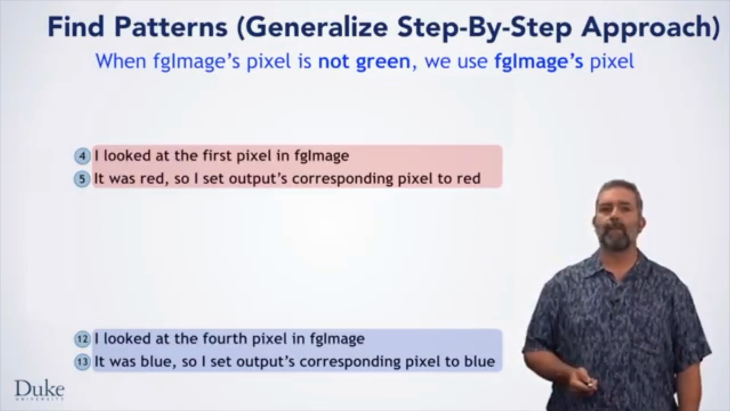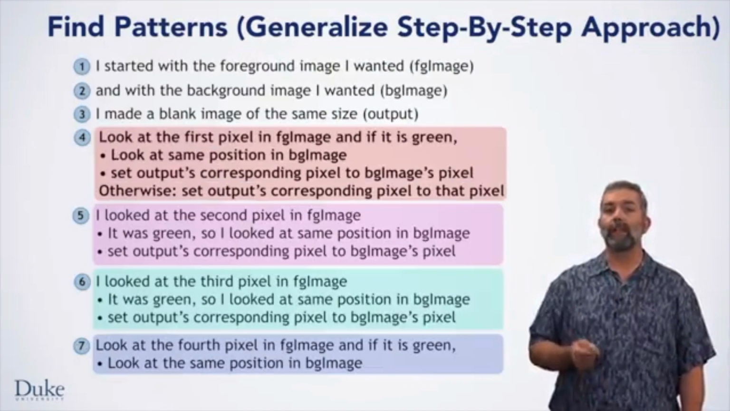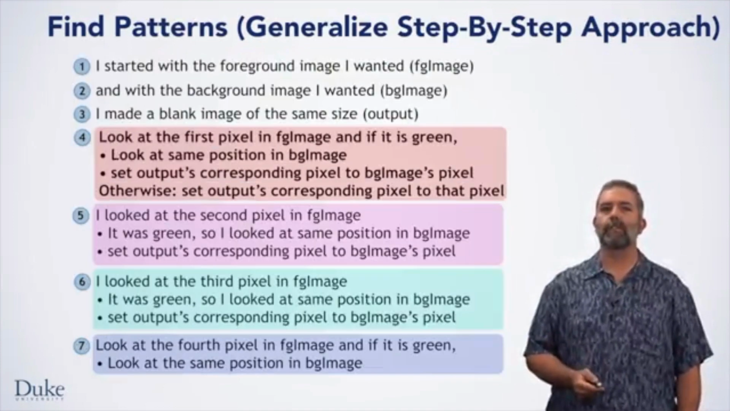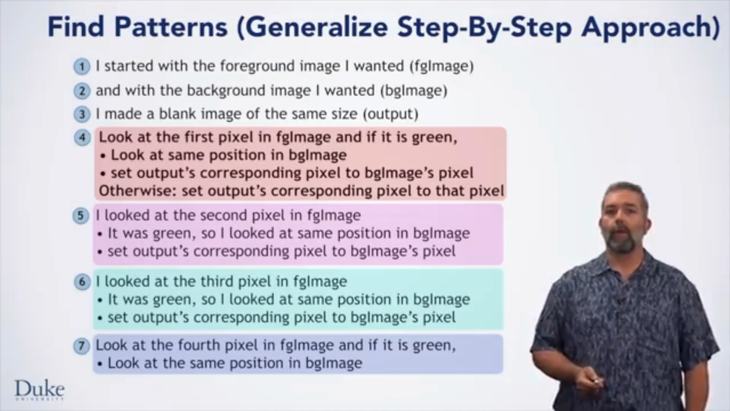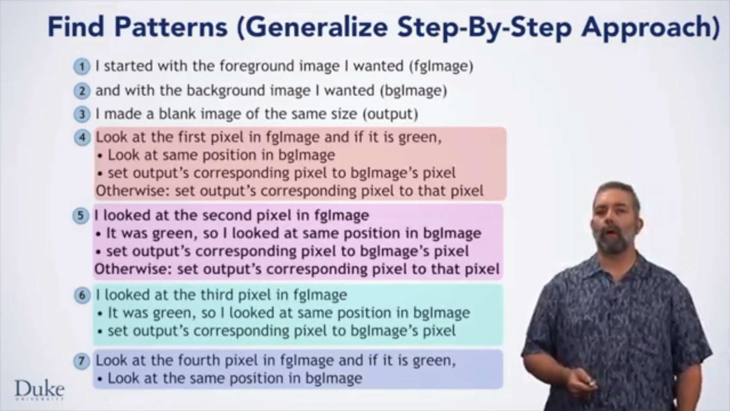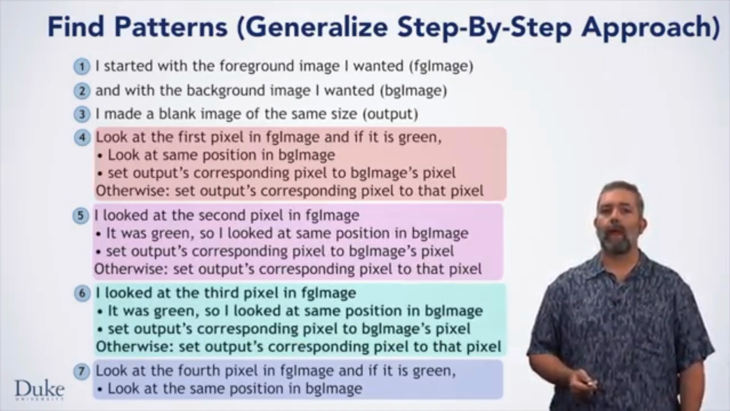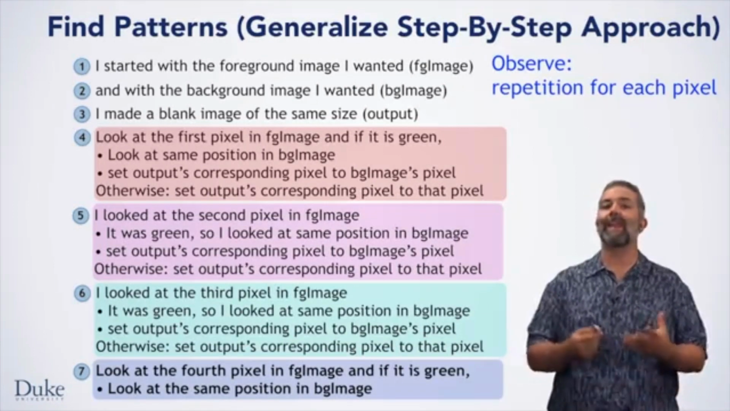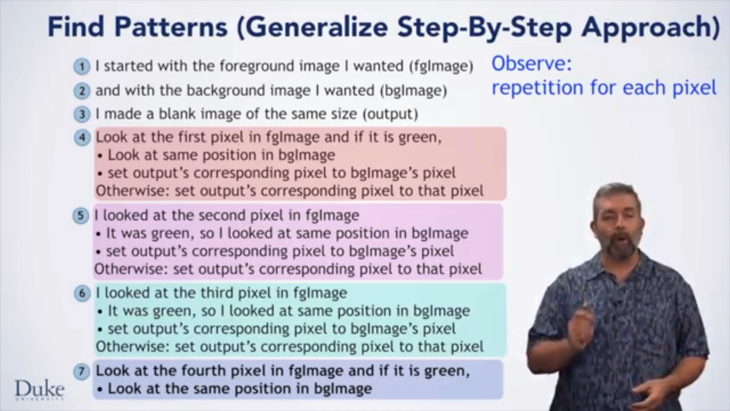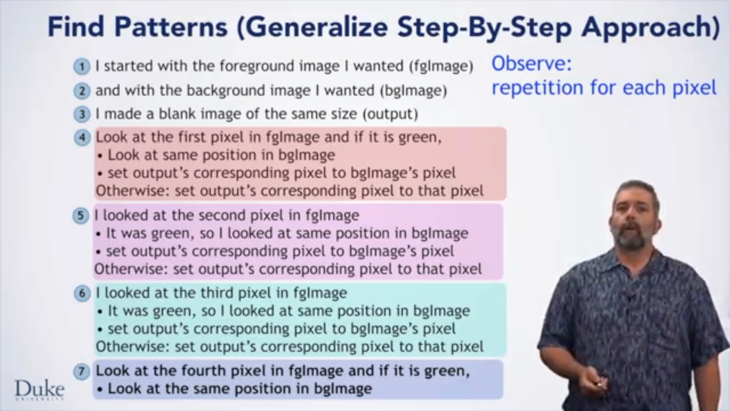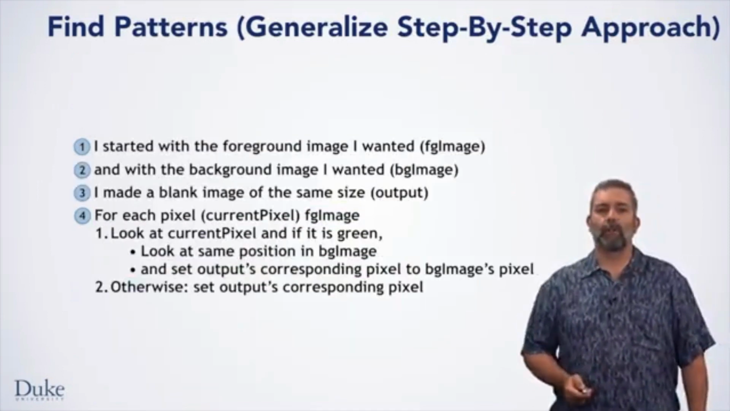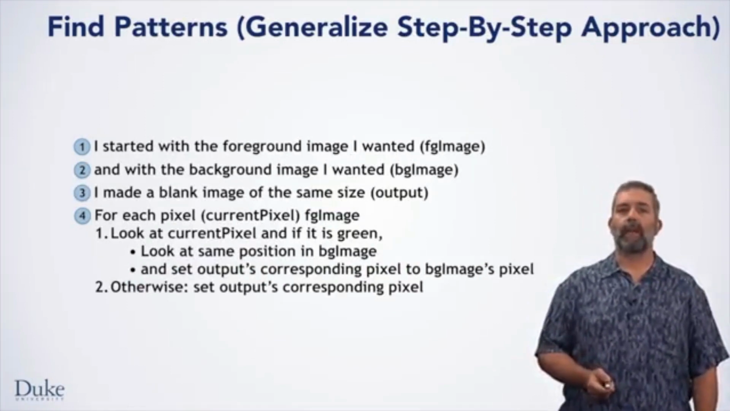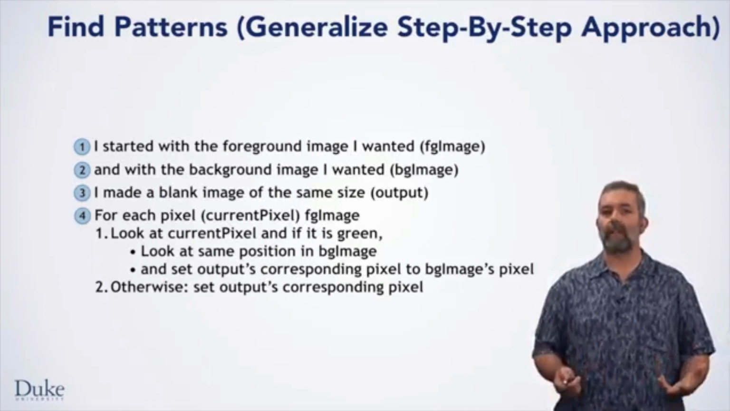Going back to our step-by-step instructions, we will rewrite each step to be a little bit more general, taking into account this conditional behavior we just observed. You can do this for each pixel's step. And now each step is more general and more similar. They would work for any 2 by 2 images, but only for 2 by 2 images. Here we've improved the step-by-step instructions to express the repetition over each pixel. Now the steps are general enough to work on any sized image.